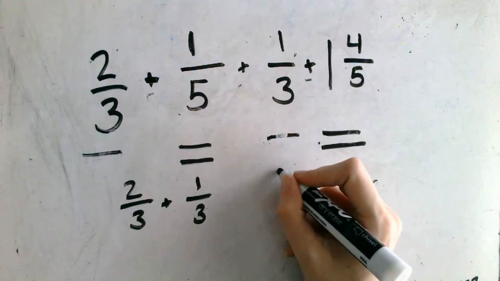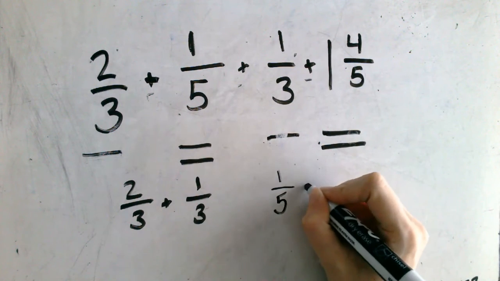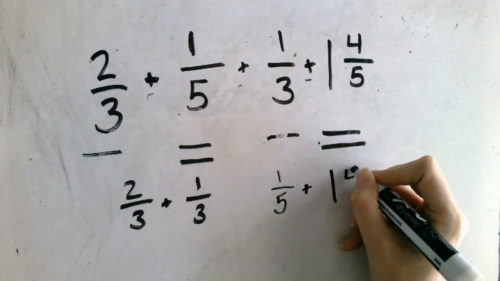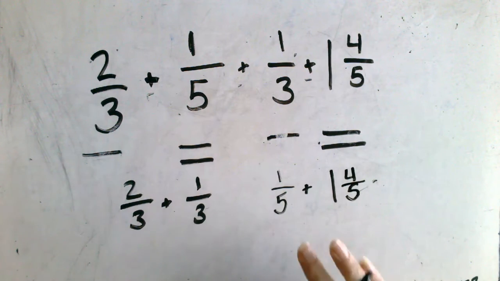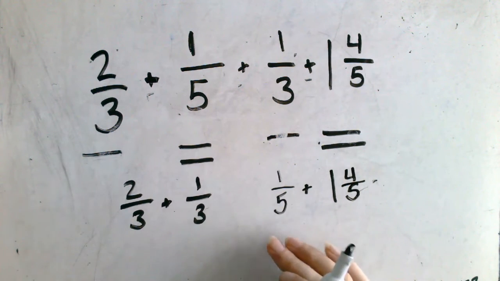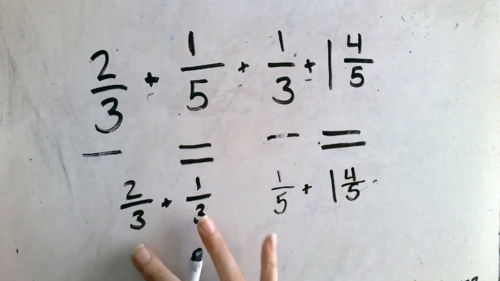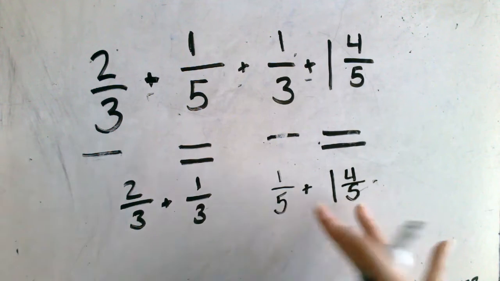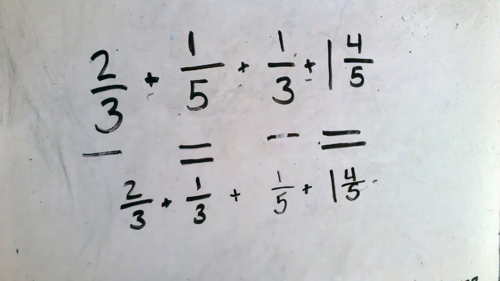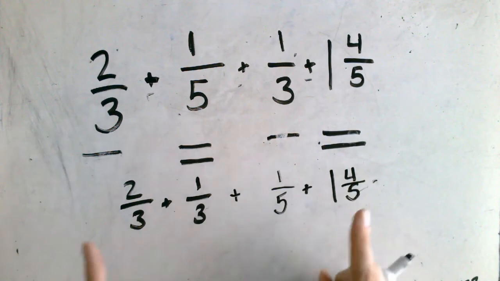I'm going to pull the other two like terms, the 1/5 plus 1 4/5, out as well. Now we're adding all of these up. I just rearranged it so that the like terms were next to each other. We still need to put a plus sign between them because we're adding them all up.